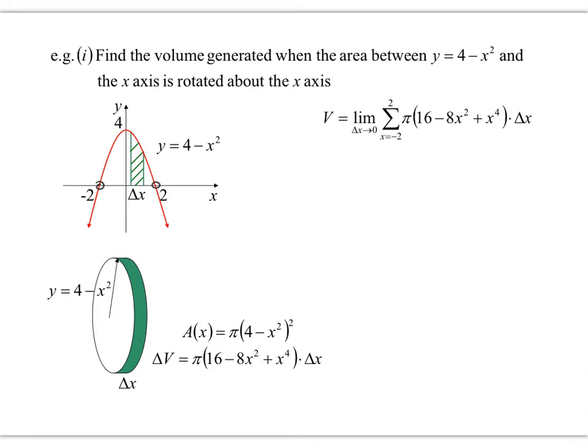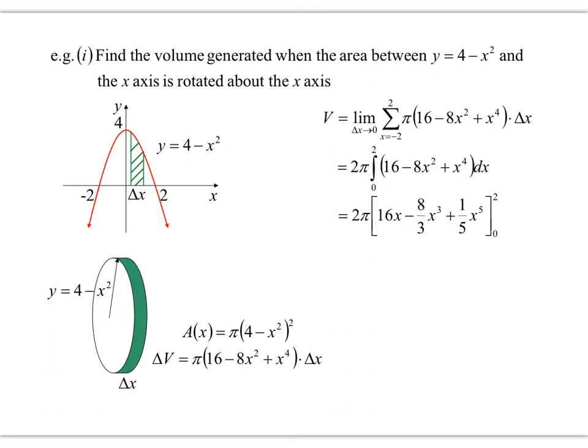And we need to look at the symmetry of this. So we can just look at going from 0 up to 2 and doubling that because of the symmetrical property. So that's why we've got 0 up to 2 in this case. The integration is not the difficult part here. That's a very straightforward mathematics integration.